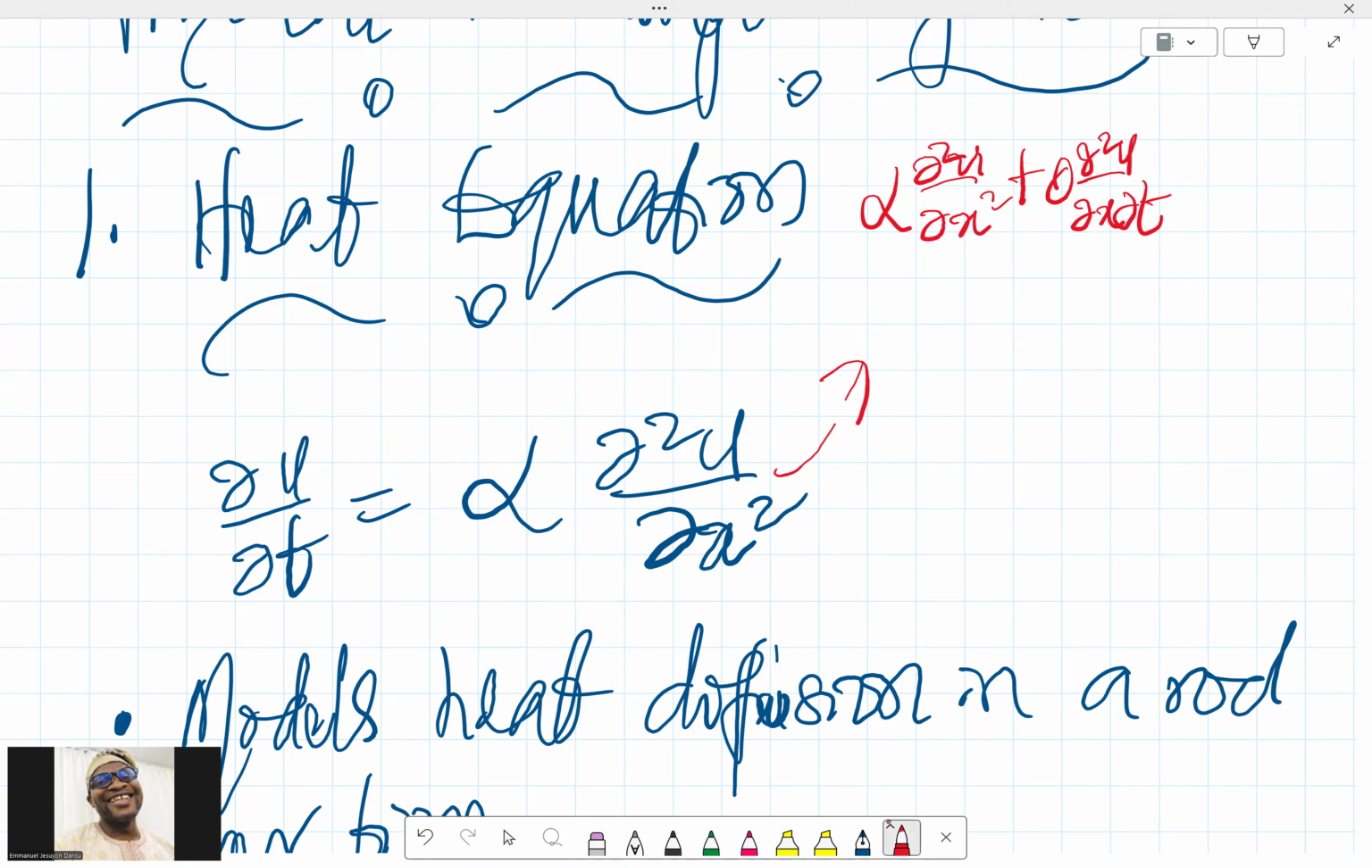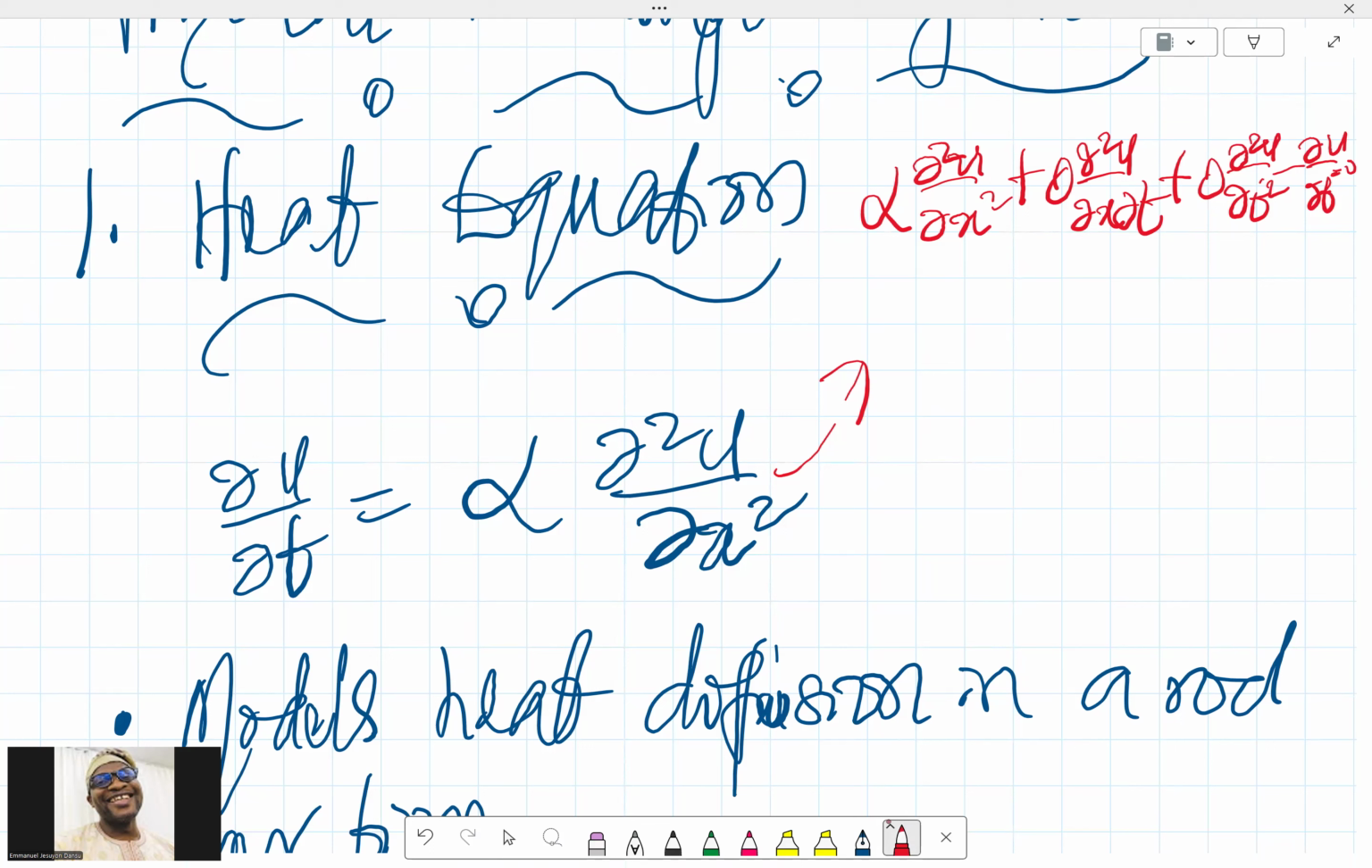The next thing is d squared u dy squared, or rather d squared u dt squared. Here we don't have it, so that will also be 0 d squared u dt squared. Then we have du dt. If you transfer everything to the left-hand side, this will now be minus partial u partial t, and all of that is equal to 0.